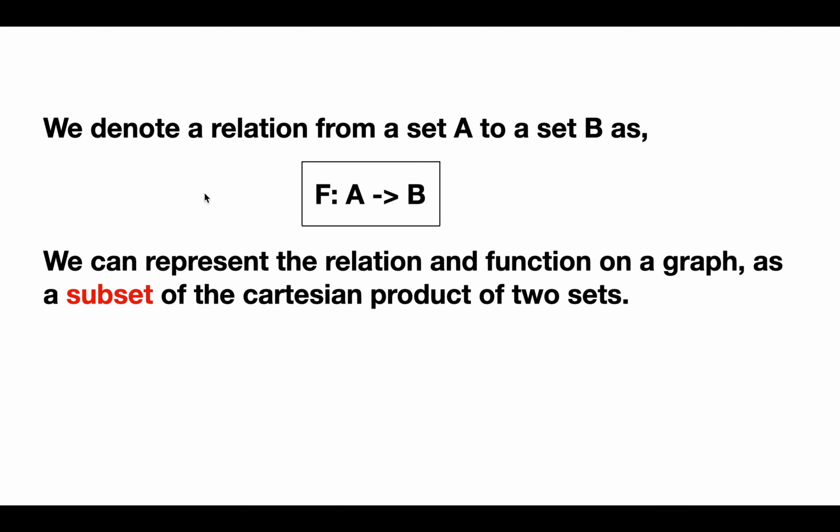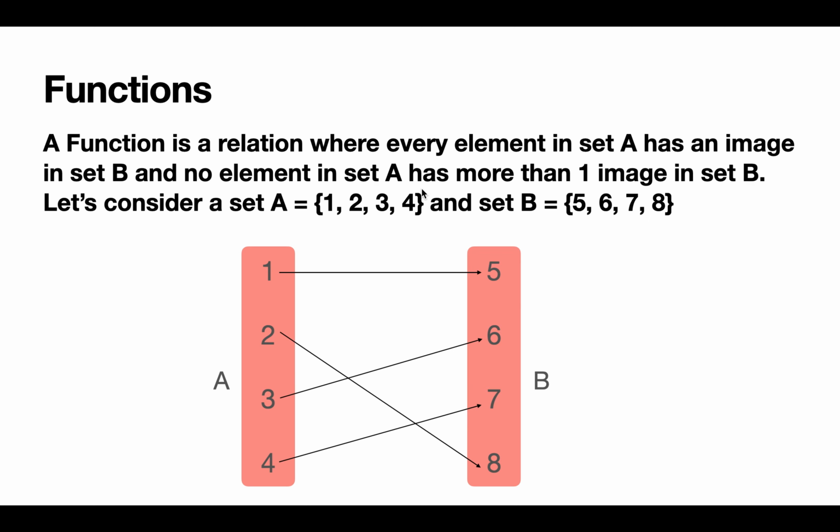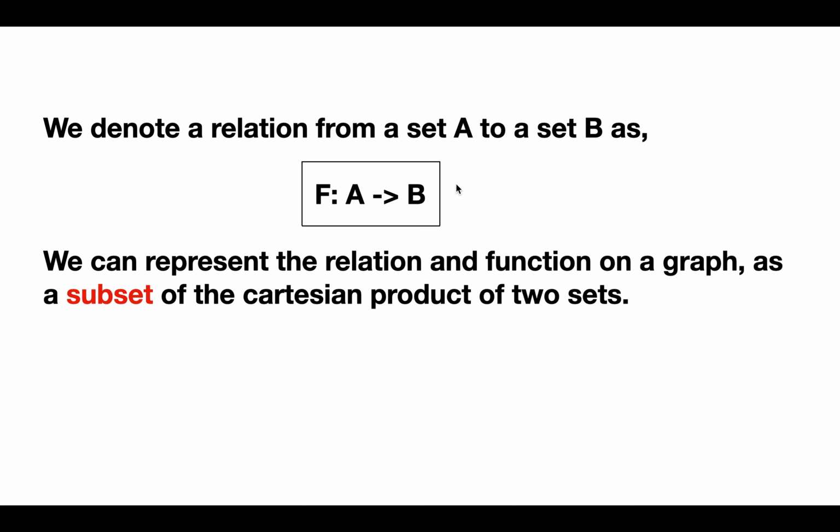Next, sorry for the mistake, it should be function. We denote a function from set A to set B as f from A to B. You can see from here it's a function which is related from A to B. That's why we represent it by f. It is from A to B. We can represent the relation and function on a graph. Actually, you might have seen linear equations and quadratic equations, where you are mapping or graphing. In a similar way we can graph a relation and a function on a graph.